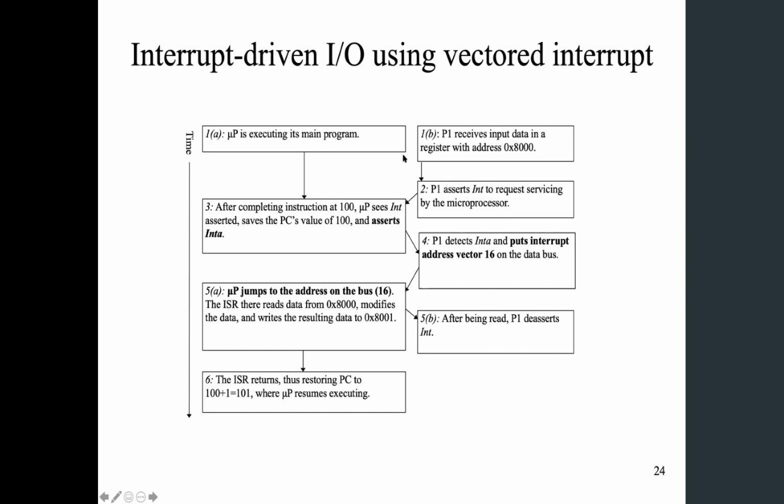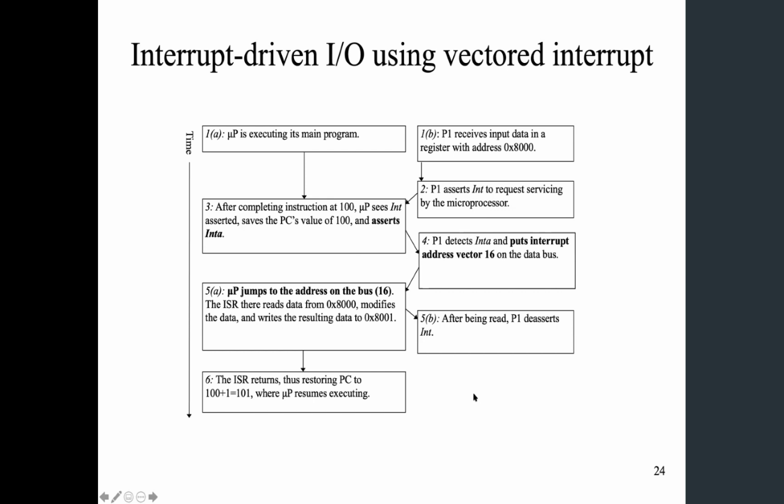In this case, we are using vectored interrupt. You can see the major difference is in step 4, where P1 not only will assert the interrupt signal, it will put an interrupt address vector on the data bus. And the 16 could be other values. And the peripheral has to put such an address on the data bus to tell the microprocessor where the ISR is.